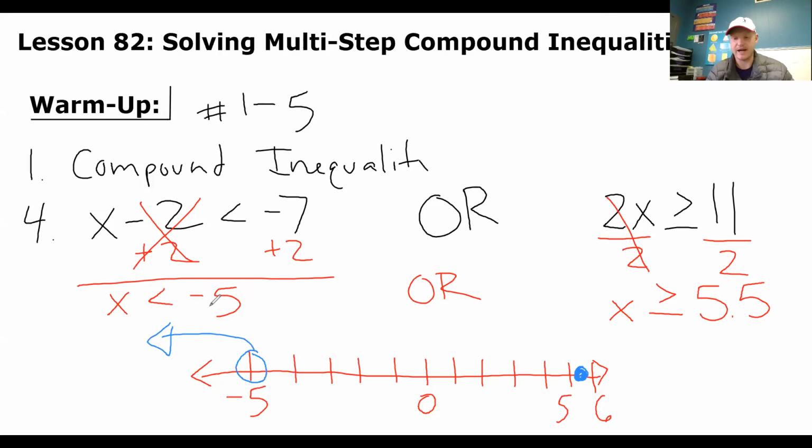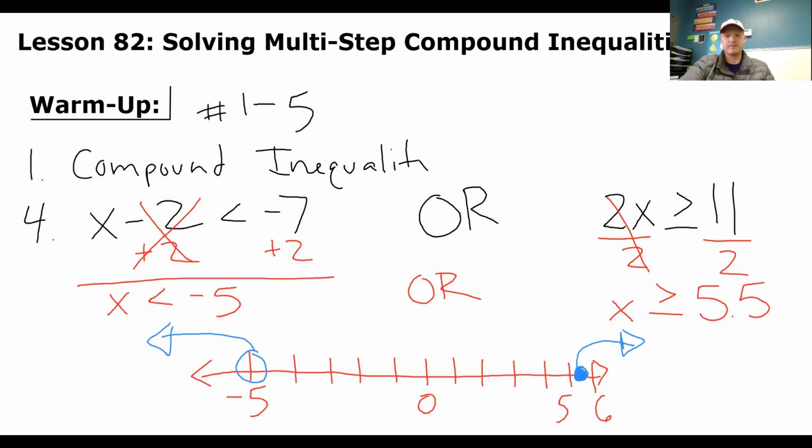And then for the 5.5, over here, my filled in dot, we have x is greater than or equal to 5.5. So that's also going to be in the opposite direction. That's an introduction of what we're going to be doing here with our new concepts. So go ahead and do number 5 on your own, and I am going to move on to example number 1.